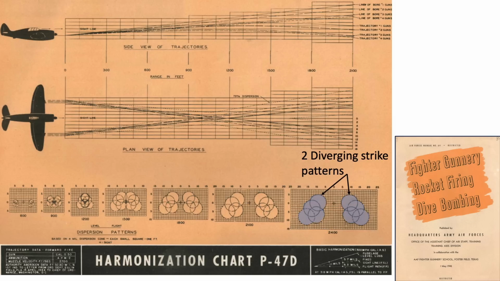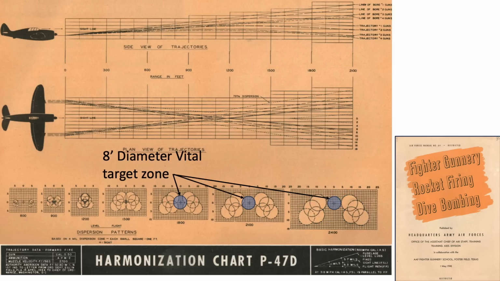As the target distance increases, the bullet strike pattern diverges into 2 large strike areas, shifting down due to gravity and no bullet convergence at the gun sight's reticle. An 8-foot diameter target would not likely sustain lethal hits if fired upon over an 1,800-foot range. The target would be outside the P-47's harmonization sweet spot concentrated bullet strike effective zone.